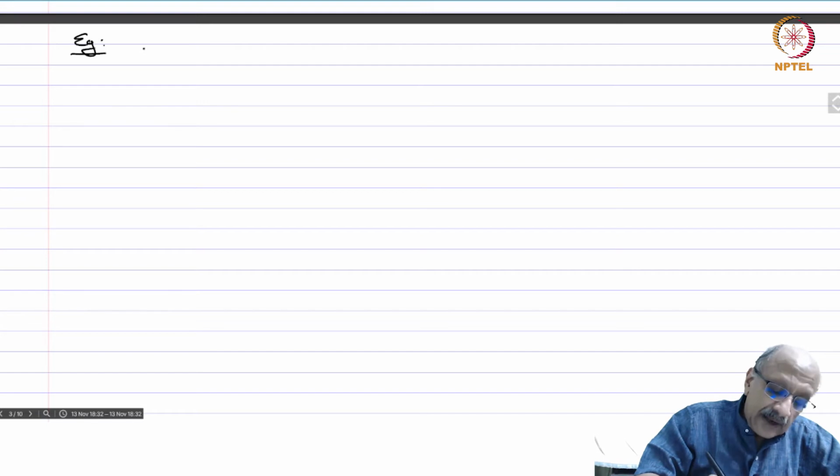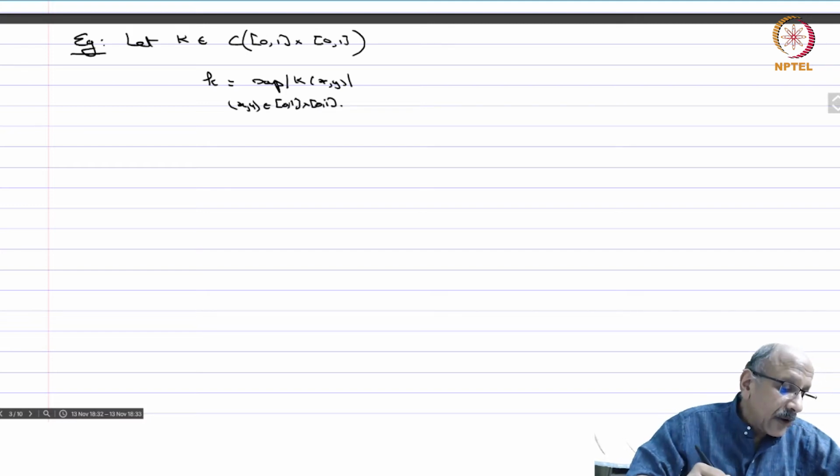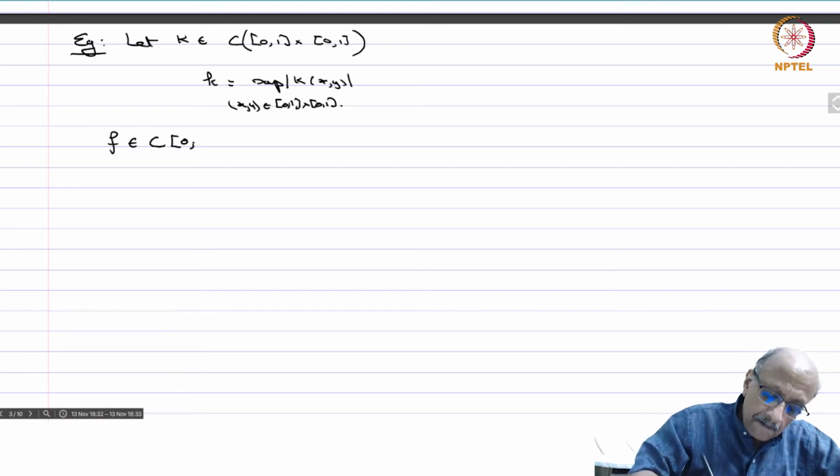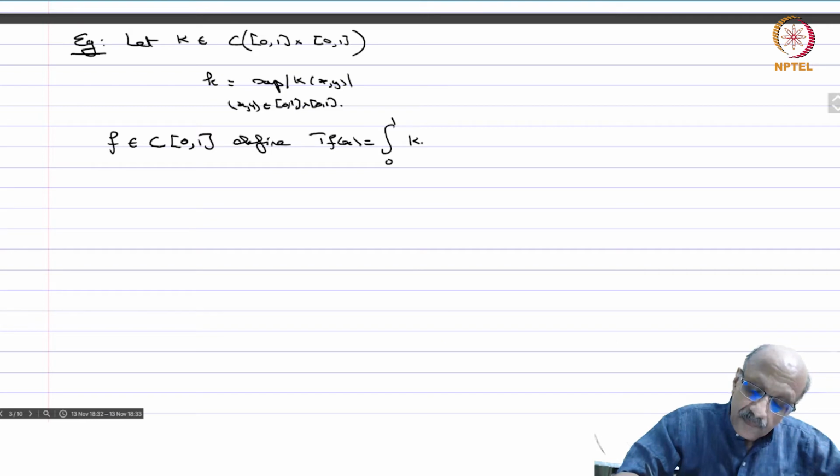Example again. Let K belong to C of [0,1] cross [0,1]. Let small k equal to sup of |K(x,y)|, (x,y) belonging to [0,1] cross [0,1]. Now for f in C[0,1], define Tf(x) equals integral 0 to 1 of K(x,y) f(y) dy.